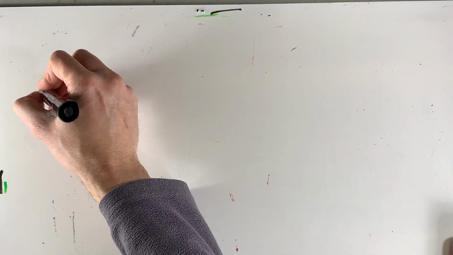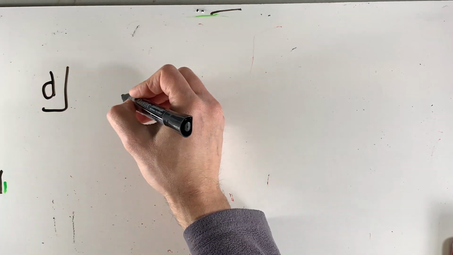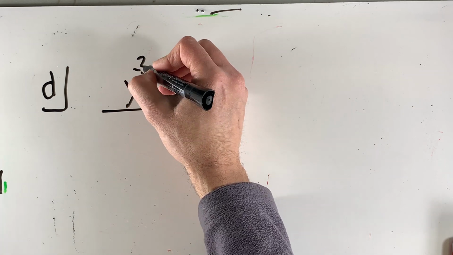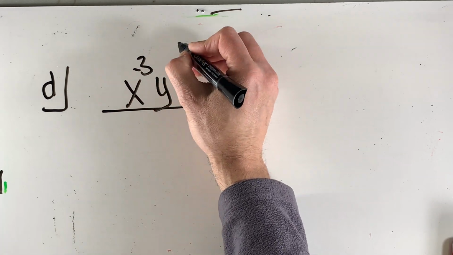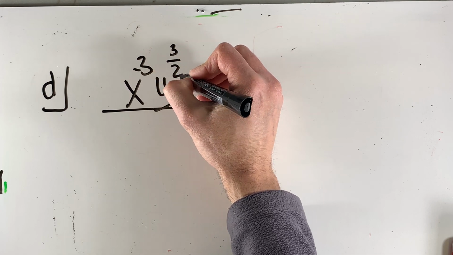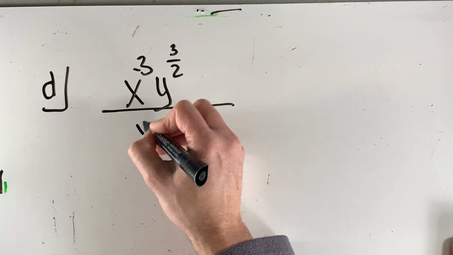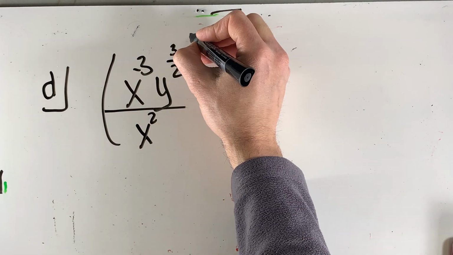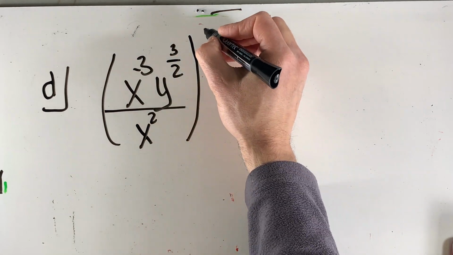And then in D, we have a large expression. We have x to the power of negative 3 times y to the power of 3 over 2, x squared downstairs, and then we have an outside exponent of 1/2.